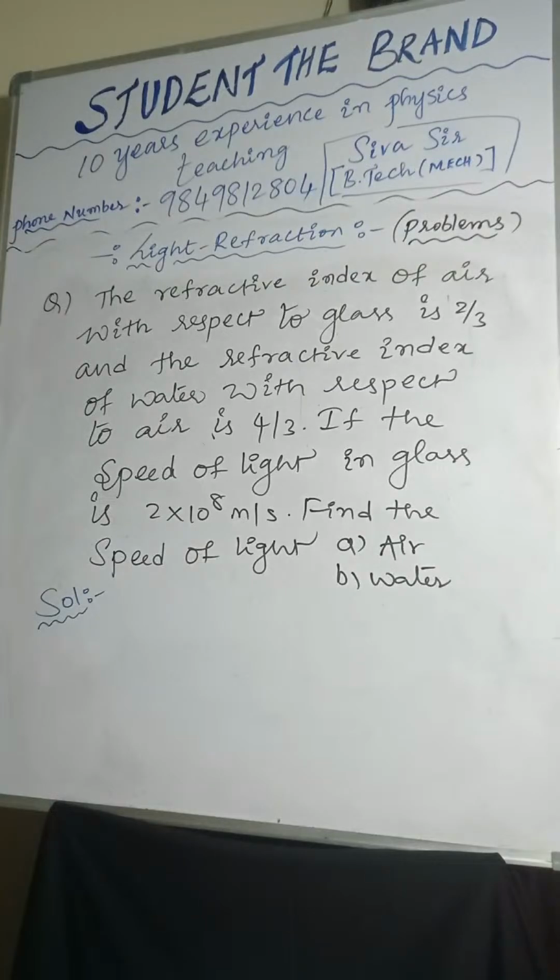So anybody can tell the answer. They're asking to find out these values: speed of light in air and speed of light in water. If you know the answer, just let me know. Anyway, we'll solve.